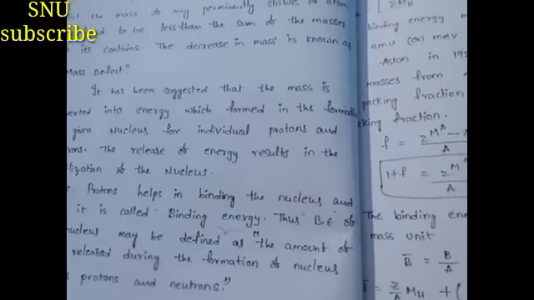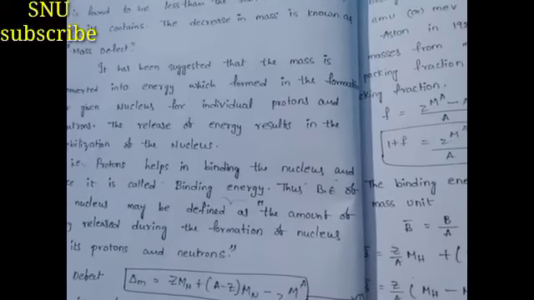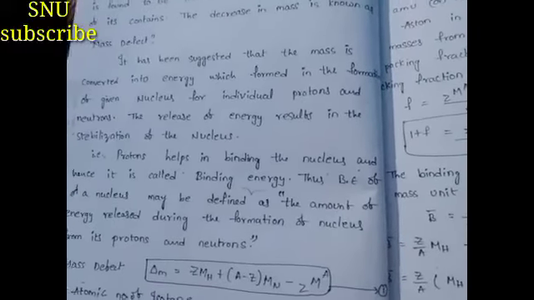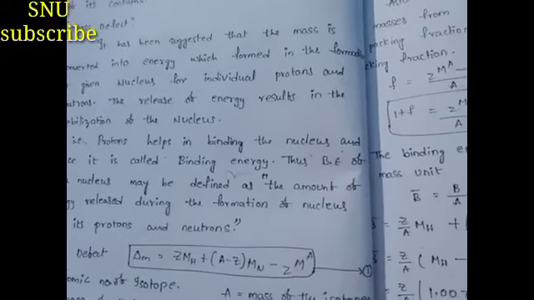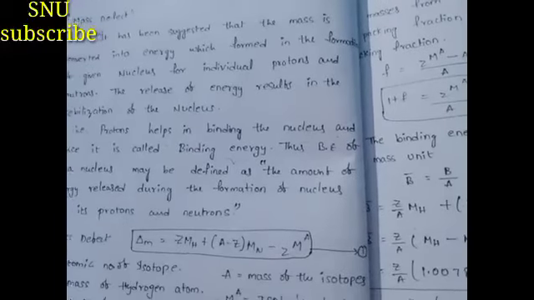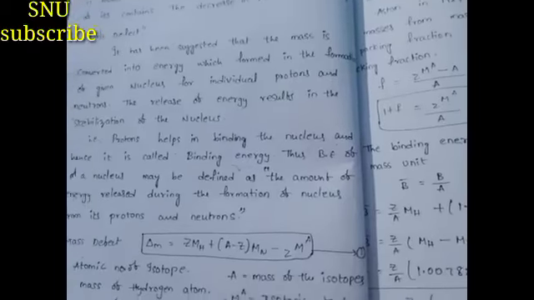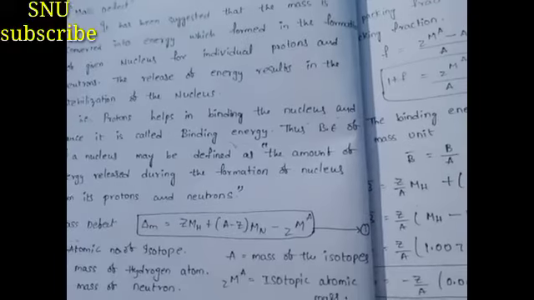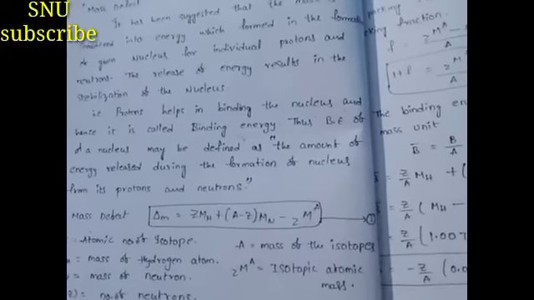It has been suggested that the mass is converted into energy, which is released in the formation of a given nucleus from individual protons and neutrons. The release of energy results in the stabilization of the nucleus. That is, it helps in binding the nucleus, and hence it is called binding energy. The binding energy of a nucleus may be defined as the amount of energy released during the formation of the nucleus from its protons and neutrons.